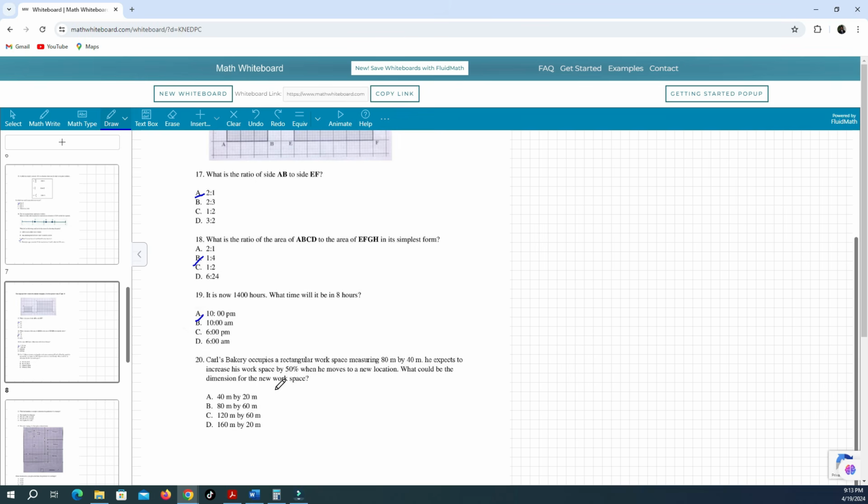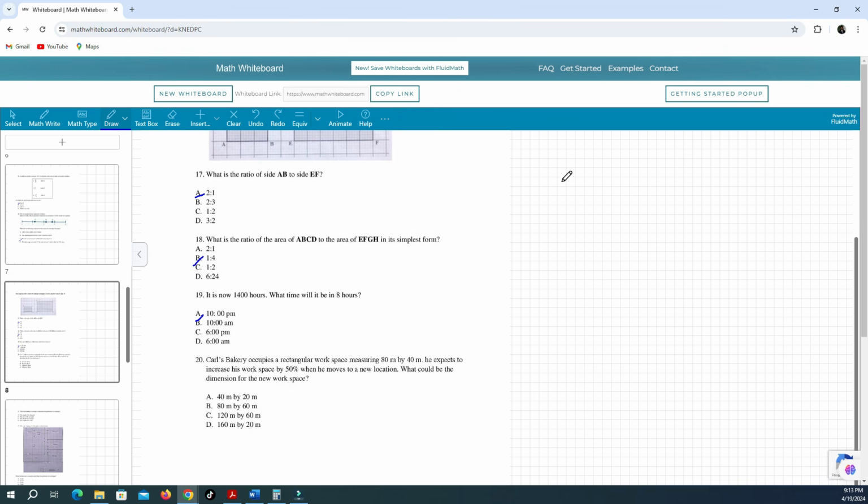Carl's Bakery occupies a rectangular workspace measuring 80 meters by 40 meters. He expects to increase his workspace by 50% when he moves to a new location. What could be the dimension of the new workspace? So he's currently at 8 fours, right? So you definitely 80. So it would be, I think, a rectangle. We can draw it for that.